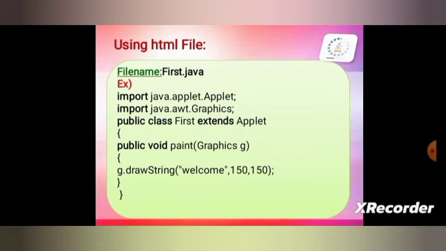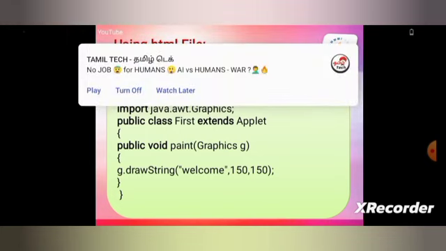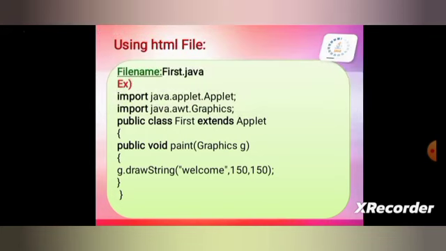For the applet program, we need two basic packages, that is java.applet and java.awt. To import these packages in the Java program, we use the import keyword. First, import java.applet.Applet. It contains four lifecycle methods. Then import java.awt.Graphics. Graphics is a class inside the AWT component.